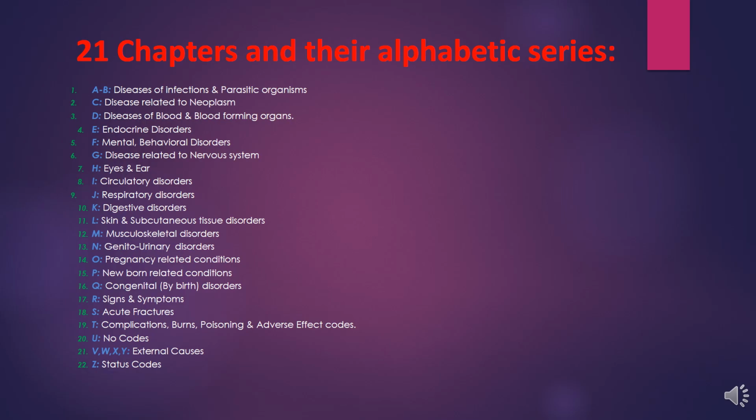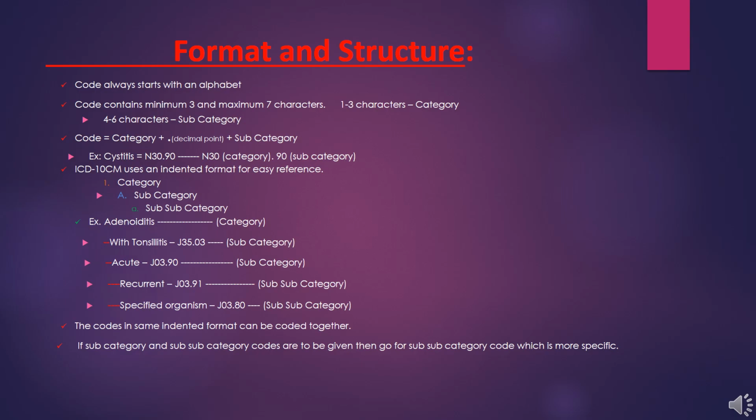Q: congenital by birth disorders. R: signs and symptoms. S: acute fractures. T: complications, burns, poisoning, adverse effect codes. U: special codes. V to Y: external causes. Z: status codes.